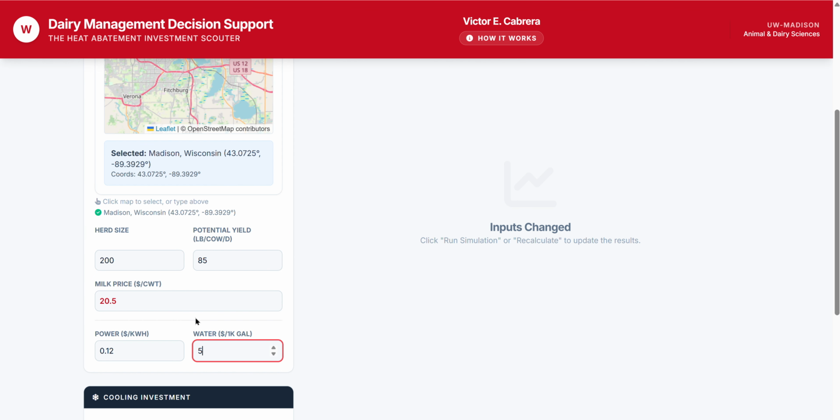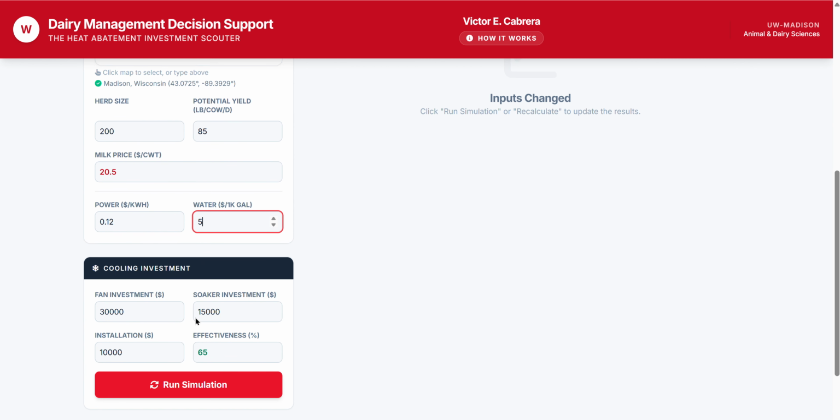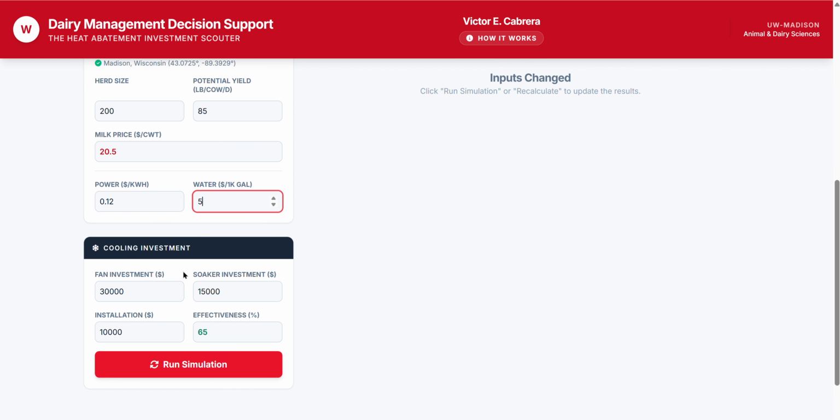The second input section is Cooling Investment. Here you enter the capital costs for your cooling system. Fan investment is the cost of the fans themselves. Soaker investment is the cost of the soaker or sprinkler system. Installation covers labor and materials for putting the system in place. The defaults are $30,000 for fans, $15,000 for soakers, and $10,000 for installation, totaling $55,000.